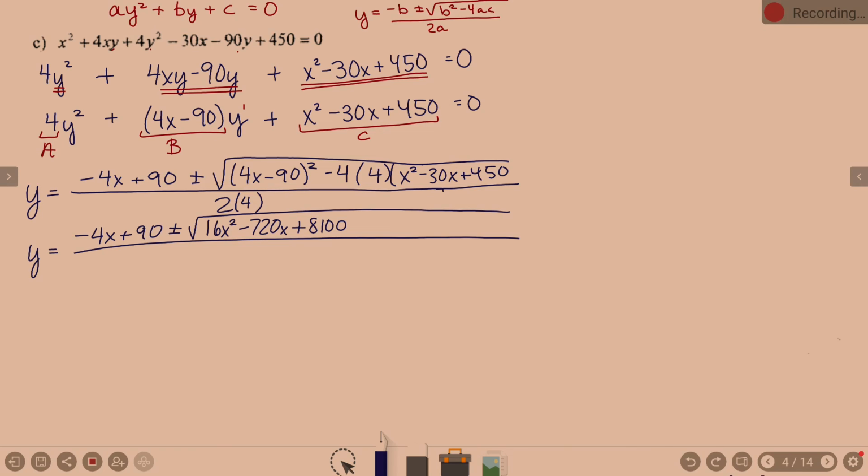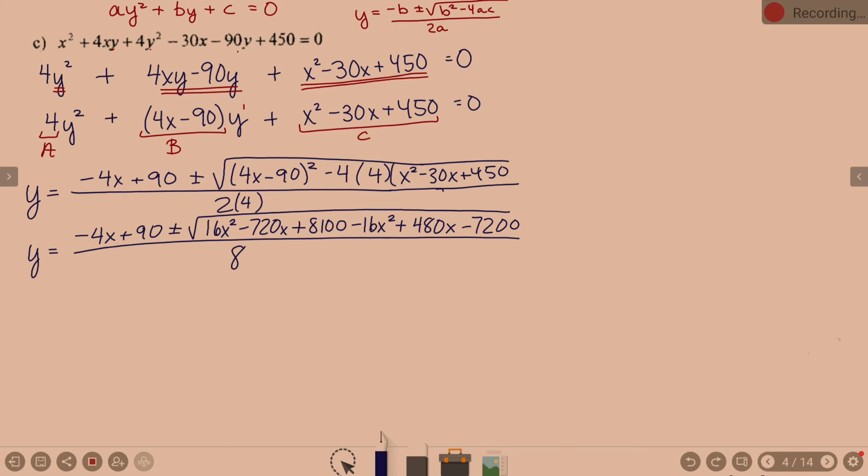So negative 16 times x squared is going to be minus 16x squared. Minus 16 times minus 30x plus 480x. And minus 16 times positive 450 minus 7,200. And this is all over 8. All of that mess, and we have a nice, neat 8. It's a lot of numbers.